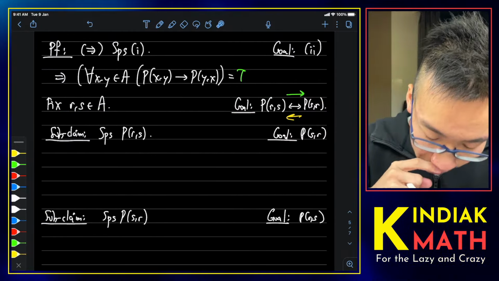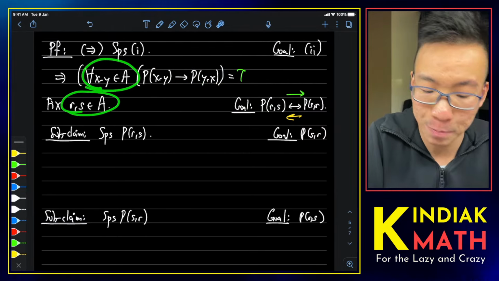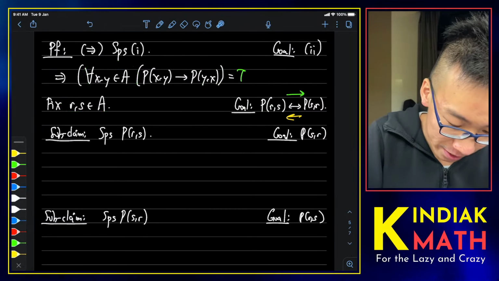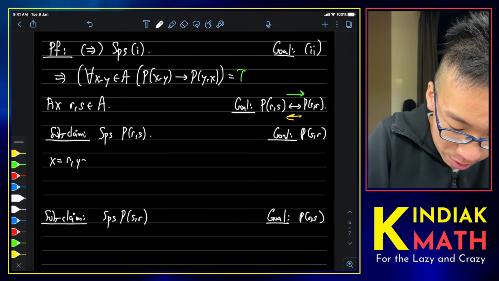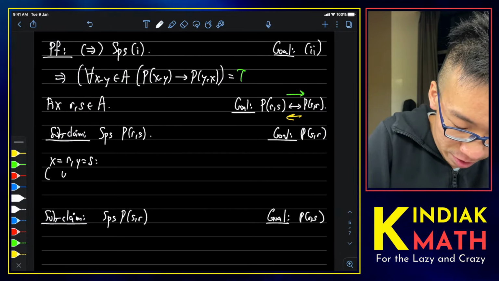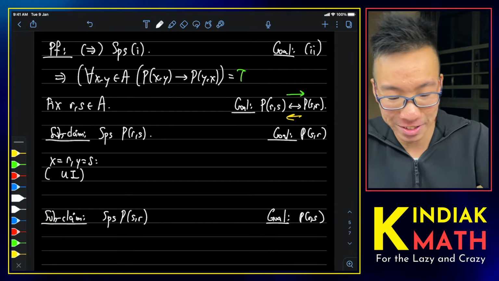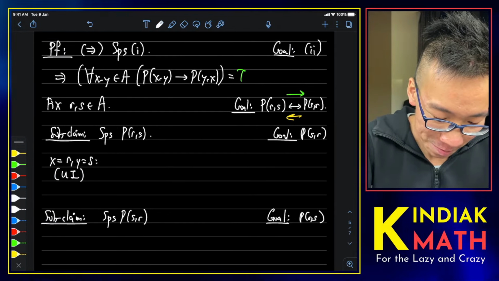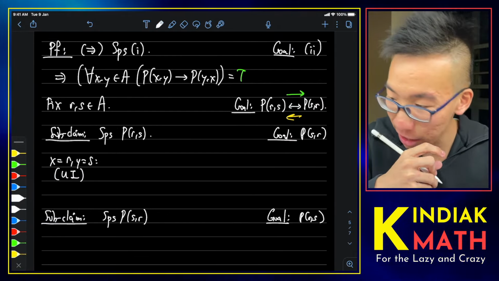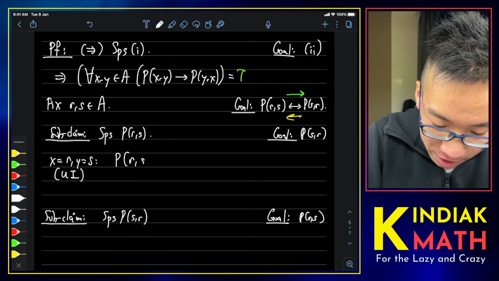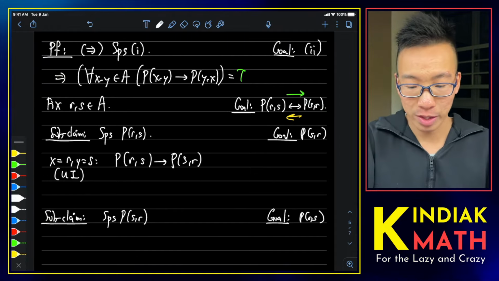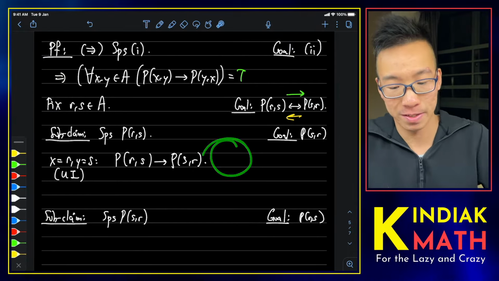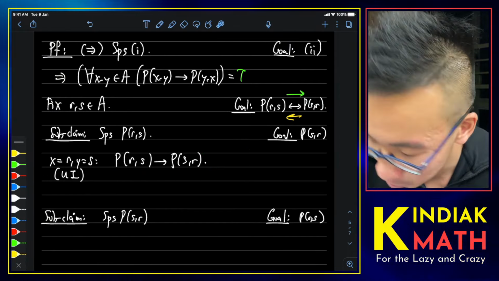So suppose PRS is true. We do know that R and S belong to A, which means we can substitute x equals R and y equals S. This is called universal instantiation. I just learned that from one of my students last week. And we get the implication being true as well. Now, when I don't write anything here, I mean this is true, okay?